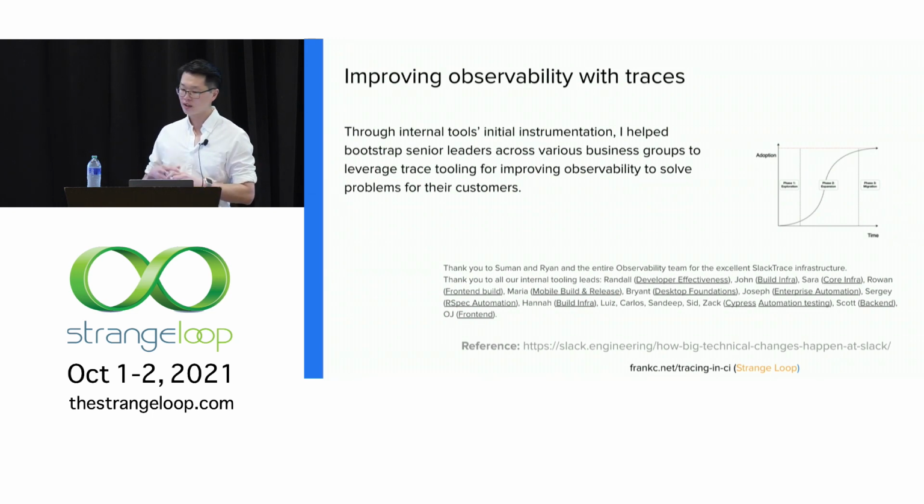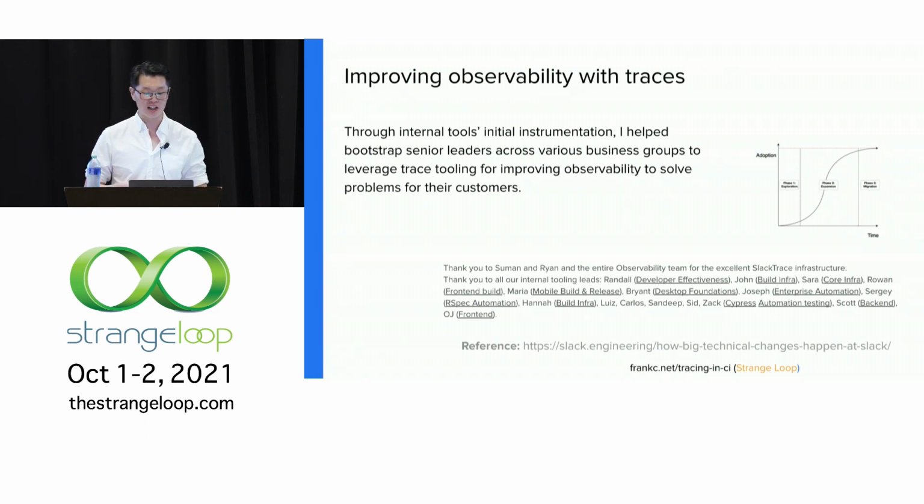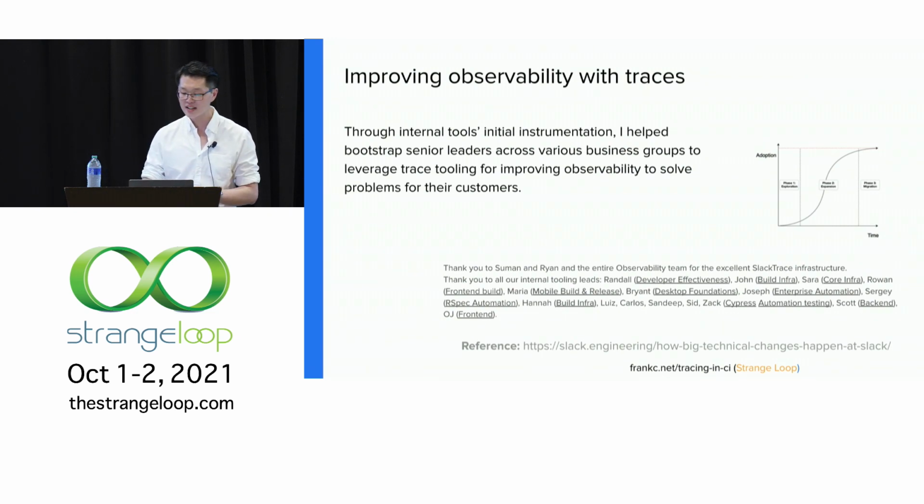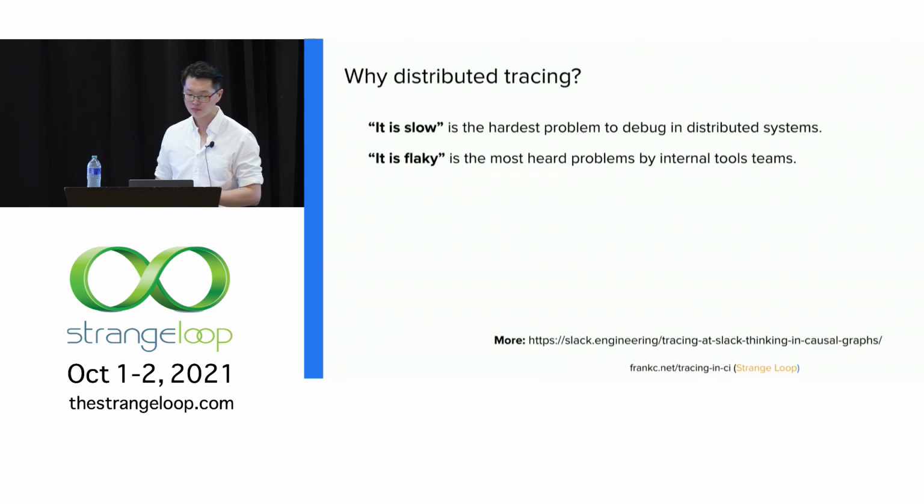And so this body of work was a slow conspiracy sprinted on between many teams and didn't happen overnight. I want to say a special thank you to Suman and Ryan on the observability team who founded that thesis around SlackTrace, and to all the folk who improved the CI ecosystem with traces. But first, how do we come to this approach?